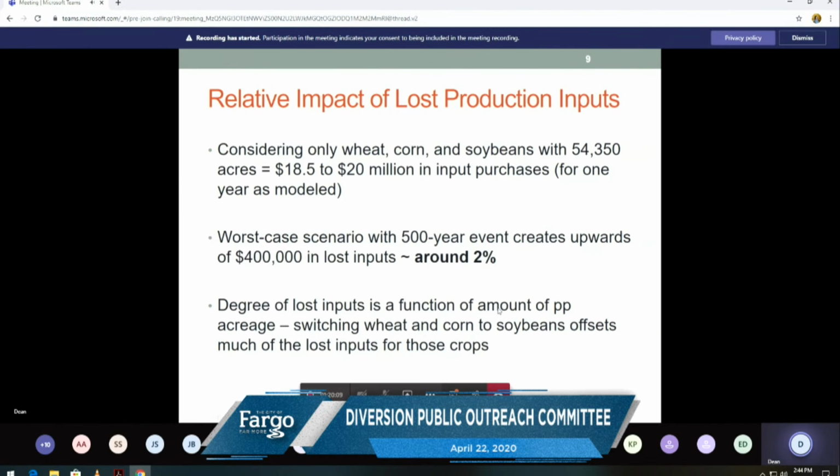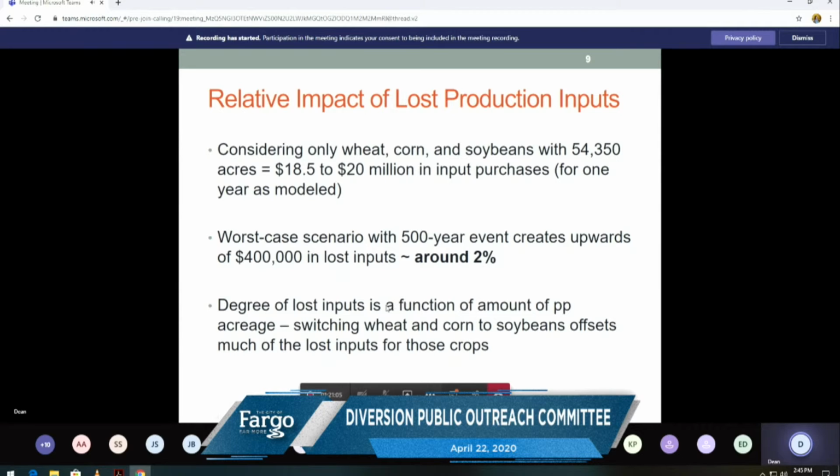So what's the way that we can put this into context? We know the dollar amounts, but is that a lot? Is it not a lot? If we looked at the staging area, and let's just say that it was corn, wheat, and soybeans, we're going to exclude the discussion for sugar beets because they're going to get planted, because most of those acres are under contract. So those inputs will be purchased. If we assume that it was just those 3 crops for all those acres, we're looking at 18 to 20 million in input purchases to put those crops in the ground and for the expenses that go with harvesting and raising a crop for a full season. The worst case scenario is that we're looking at about 400,000 in lost inputs. That's about 2% of the total inputs that would be purchased from lands in the staging area.